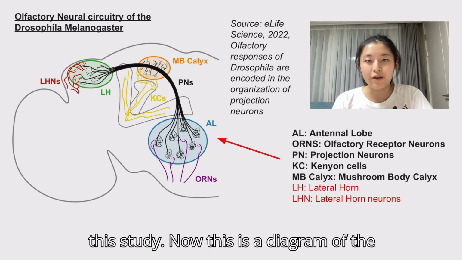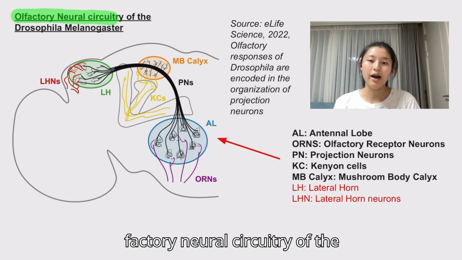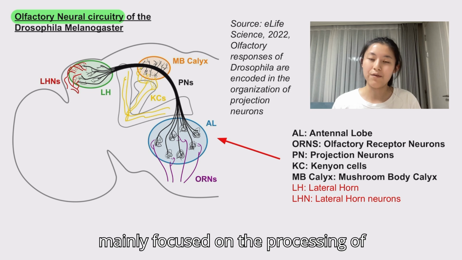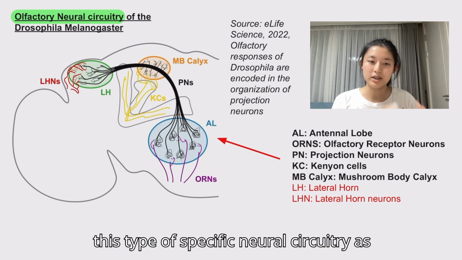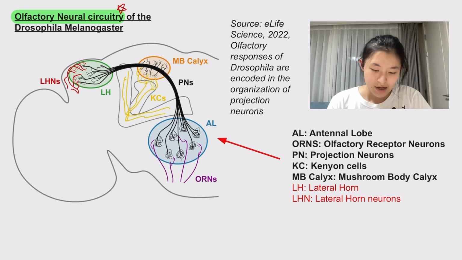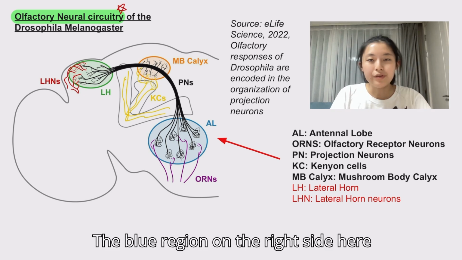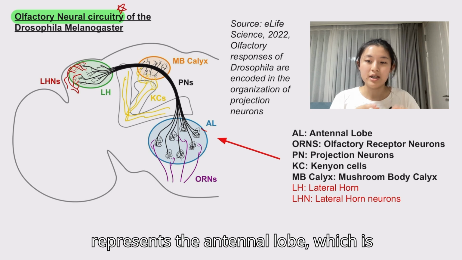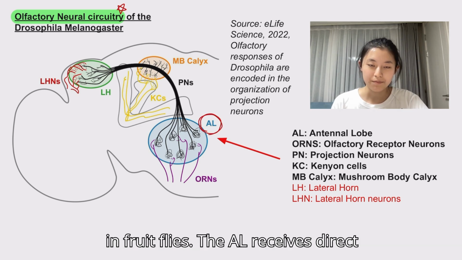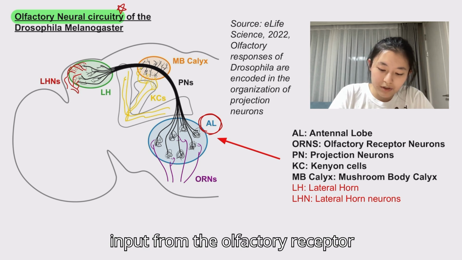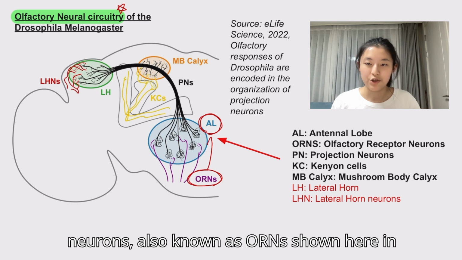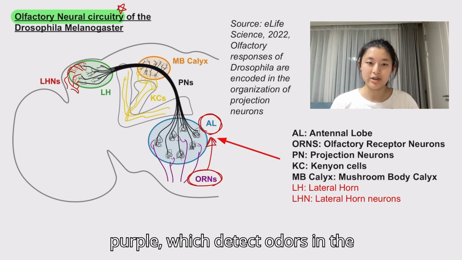Now, this is a diagram of the olfactory neural circuitry of the Drosophila brain. Since this study was mainly focused on the processing of olfactory input, we'll be focusing on this specific neural circuitry as opposed to other sensory inputs. The blue region on the right side here represents the antennal lobe, which is the primary olfactory processing center in fruit flies. The AL receives direct input from the olfactory receptor neurons, also known as ORNs, shown here in purple, which detect odors in the environment.